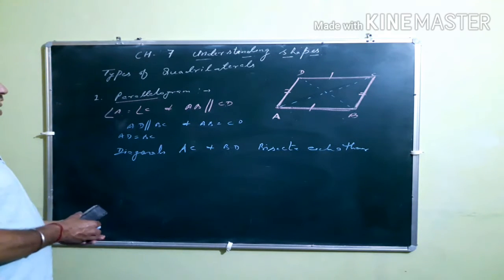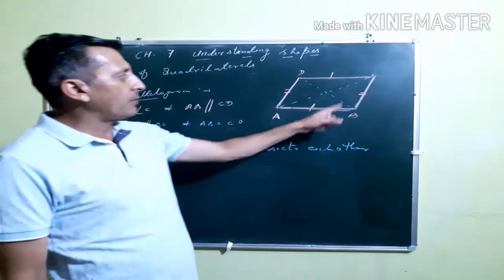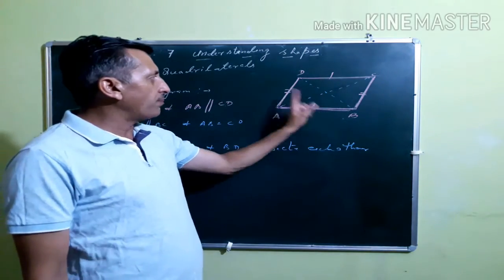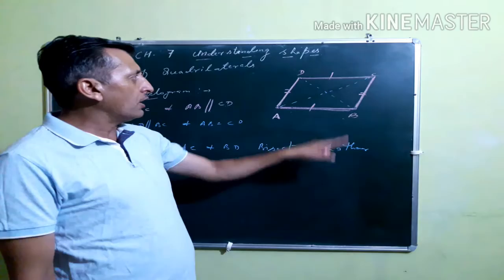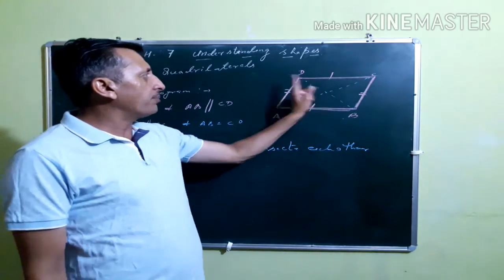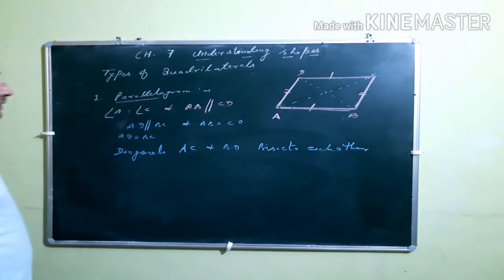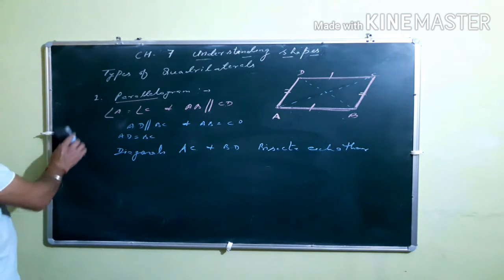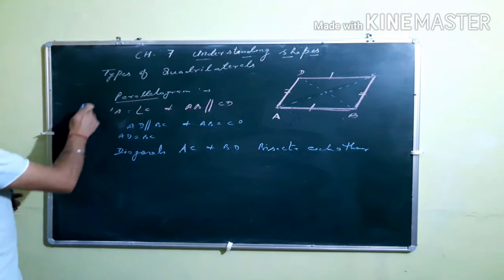So the first name is your parallelogram. A parallelogram is this type of picture whose opposite sides are parallel, this and this, and they are equal in length, and the opposite angles are equal, and the diagonals bisect each other. So this is the first part, your parallelogram.